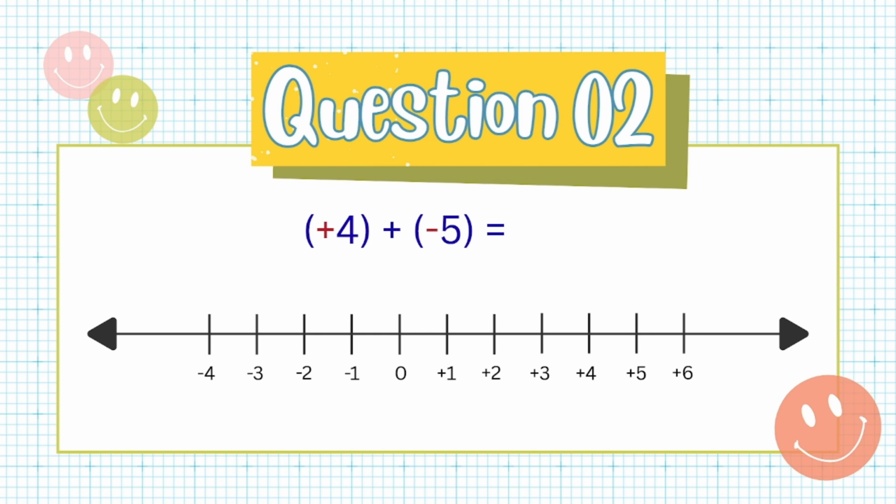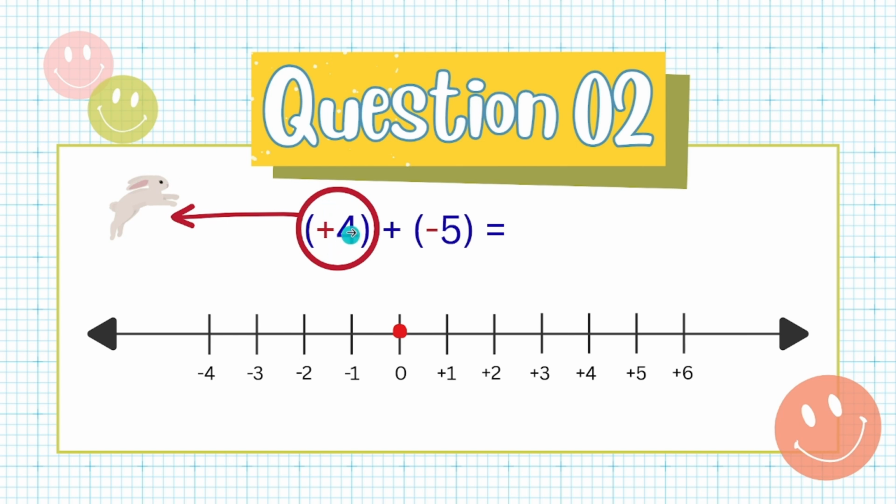Let's move with question number 2. Plus 4 plus minus 5. What is the very first step we have to do? You have to mark 0 like this. Then next, you have to start with the first number, that is plus 4. Plus 4, the sign is positive. You have to jump towards right. According to bunny game, you have to jump towards right.